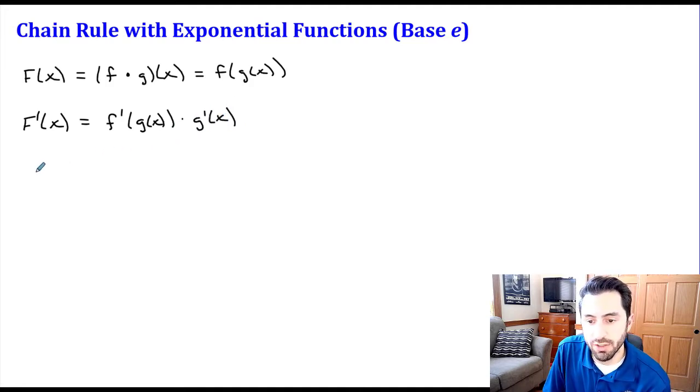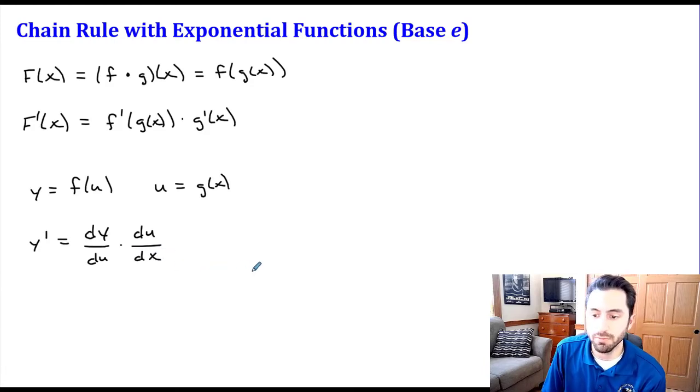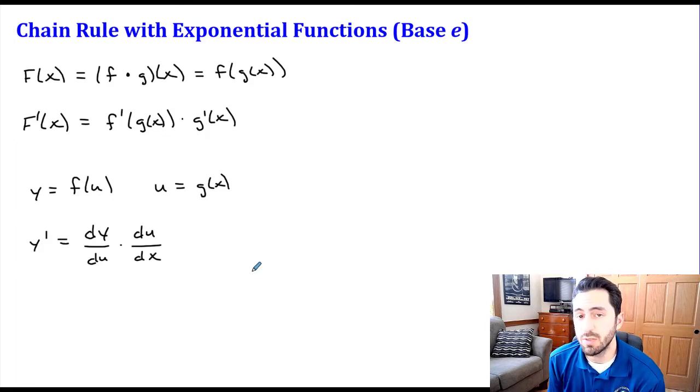Or in Leibniz notation, if we let y be equal to f of u, and we let u be equal to g of x, what we end up with is the derivative of the outside, the derivative of y with respect to u, times the derivative of the inside, so the derivative of u with respect to x. Now what we want to do is we're going to let one of these functions be the exponential function.